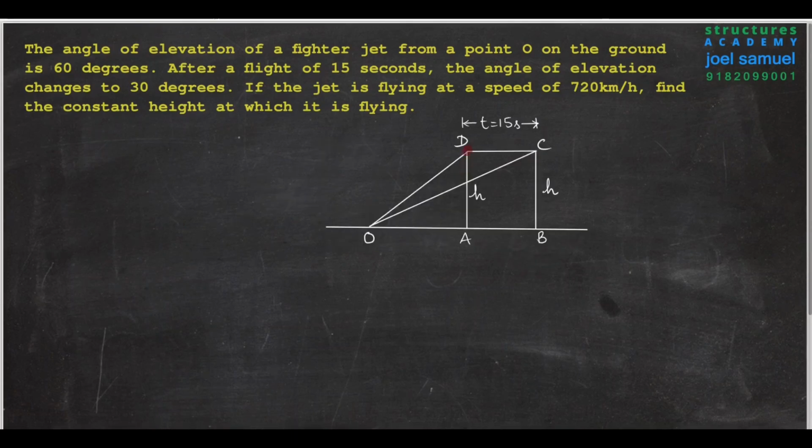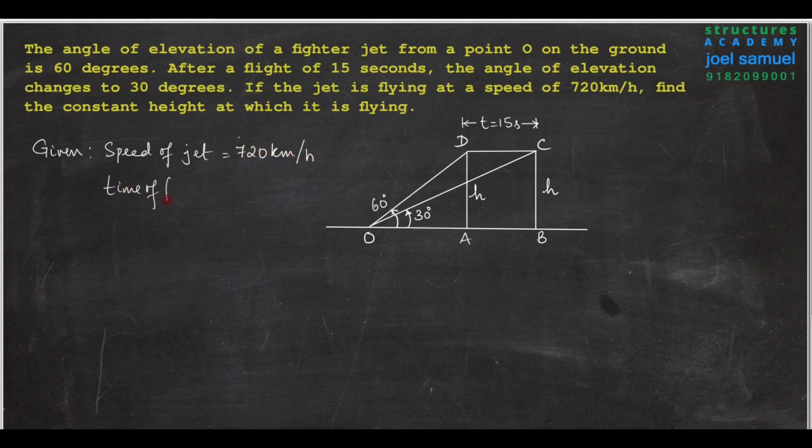All right, now look at this diagram. Point D is where the jet plane is when the first angle of elevation is taken, which is 60 degrees. And then 15 seconds later, it finds itself at C. So let's write this angle is 60 degrees and this angle is 30 degrees. So we have to work with this time and this speed. So let me write down, given speed of jet is equal to 720 kilometers per hour. Time of flight t is equal to 15 seconds.